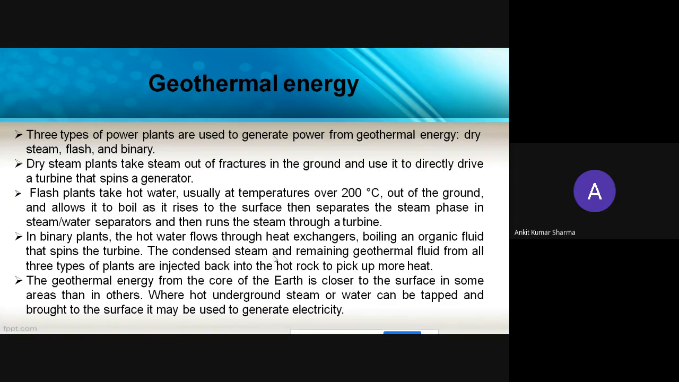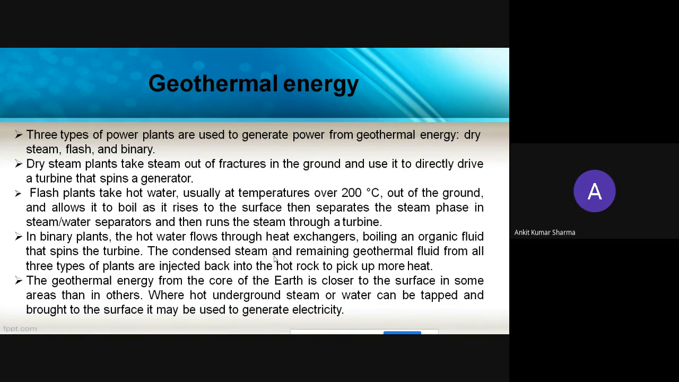Flash plants take hot water, usually at a temperature of 200 degrees Celsius, out of the ground and allow it to boil as it rises to the surface. Then they separate the steam phases in steam-water separators and run the steam through a turbine. So in the flash plant, we can use the hot water, and we can use the steam from the hot water by using the steam-water separator, which separates the steam and water.